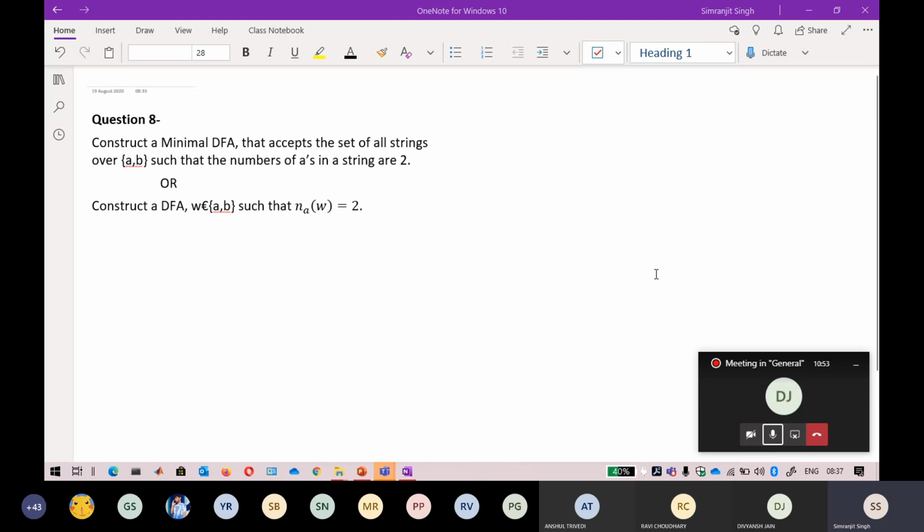Okay, Prachi, you are absolutely right. The automata drawn by Prachi is absolutely correct. And Vishwesh has also drawn a correct automata. Yes, this is correct, Vishwesh.